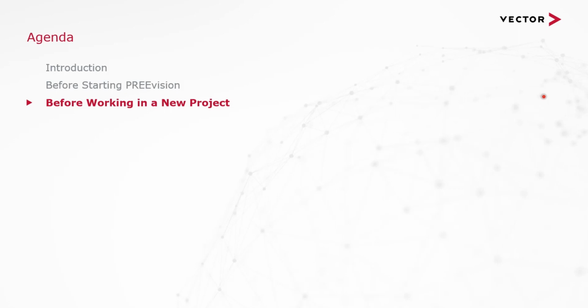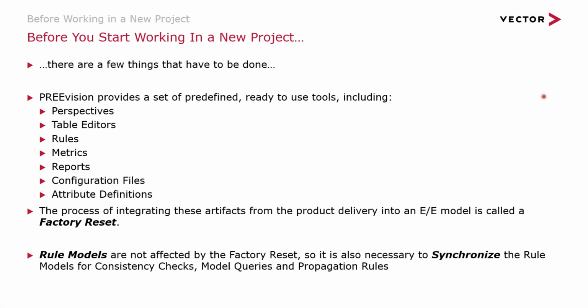And so now, before working in a new project, there are some things that we have to do. What we have to do are something called a factory reset and synchronization of the rule models. And the reason for these steps are that PREEvision provides a set of ready-to-use tools that include things like perspectives and table editors and consistency rules and metrics and things. And all of these things, because they can change, and also because it's possible that individual customers would prefer to have specific versions of these things for themselves, this step is performed through something called a factory reset.